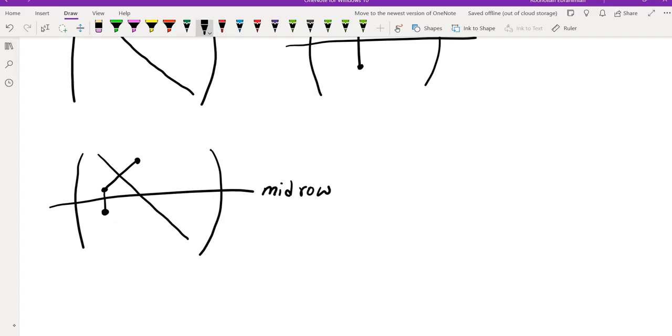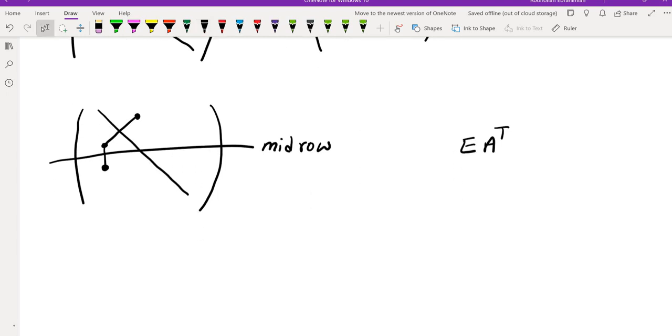It may not be exactly one row, it could be between the two rows in the middle. Now we can understand each one of these by one operation. The first one, reflection along the main diagonal, is the transpose, and the second one is by multiplying by an elementary matrix. What is that elementary matrix?